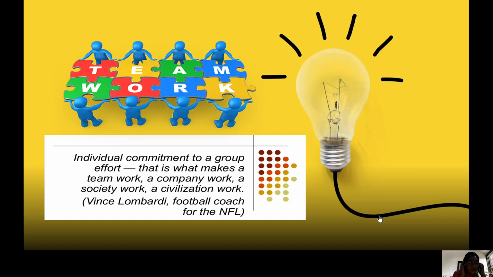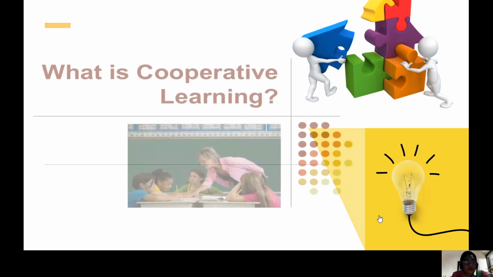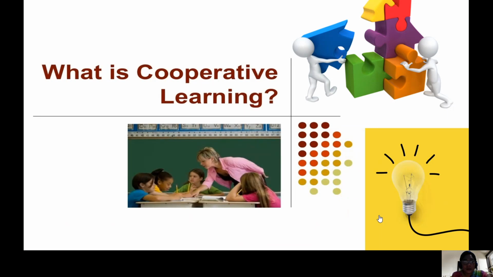But before we start, I have here a thought to ponder, which says: individual commitment to a group effort, that is what makes a team work, a company work, a society work, and a civilization work. So, what do we mean by cooperative learning? Before we proceed, let's first define what cooperative learning is.